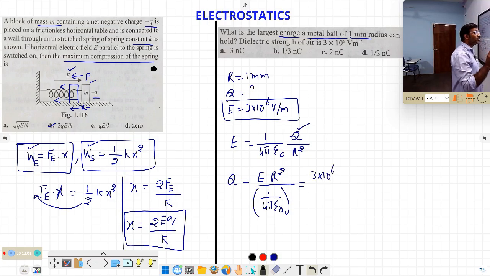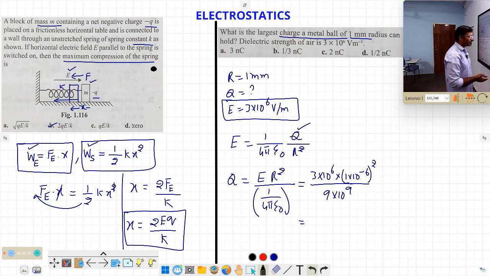Check that the units are all the same, since they can be different units. This is 3 into 10 power 6 into what is our radius? How much radius is given? 1 mm. 1 mm means 1 into 10 power minus 3 meters, that whole squared, by 1 by 4 pi value, 9 into 10 power 9 is the value of that. If they have not given it, you have to know that. So if you calculate this value, how much are you going to get?